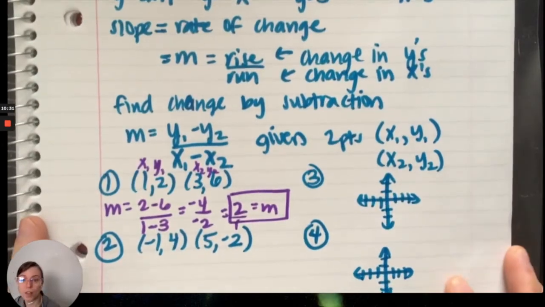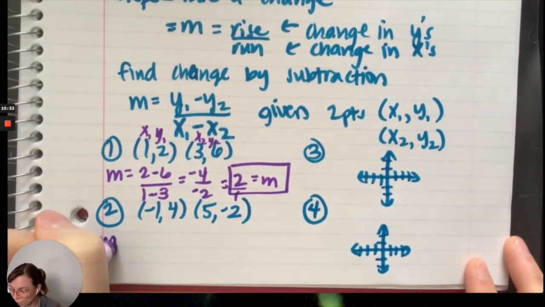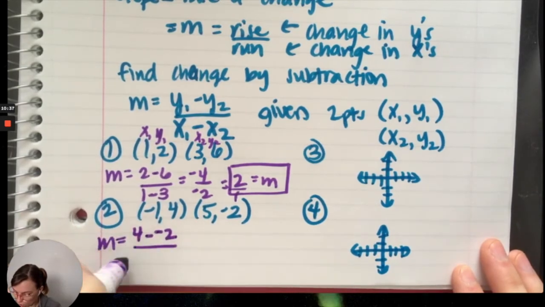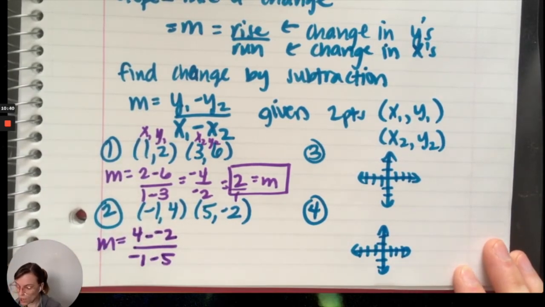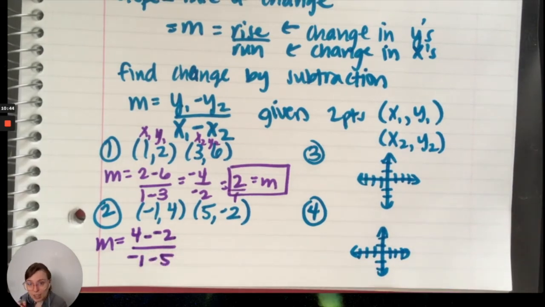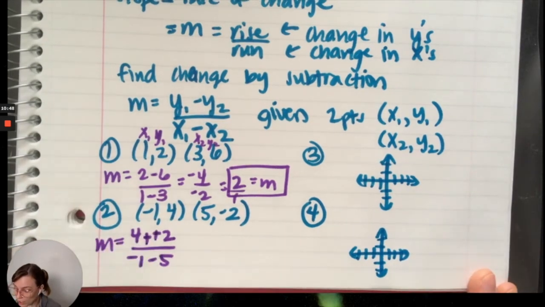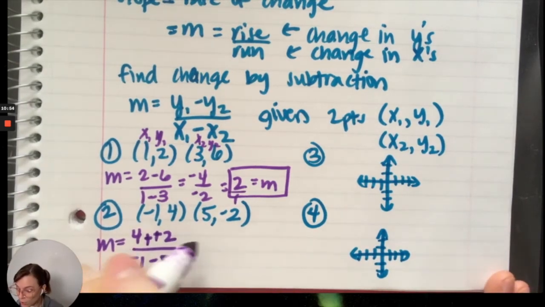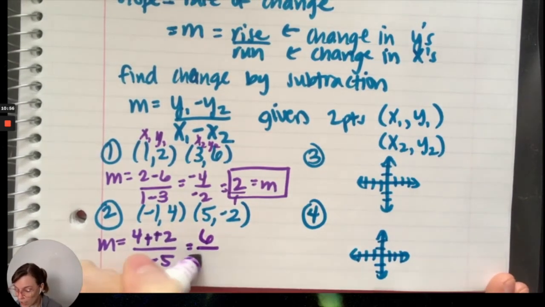And then our second one, try this one on your own. All right, so I'm going to have 4 minus a negative 2 over negative 1 minus 5. Notice that these two negatives, when you're subtracting a negative, they're smack dab next to each other. That means you're adding a positive. So I'm going to go plus, plus. These two negatives are not next to each other, so I'm not going to change them in any way. So this will be positive 6. This will be negative 6.